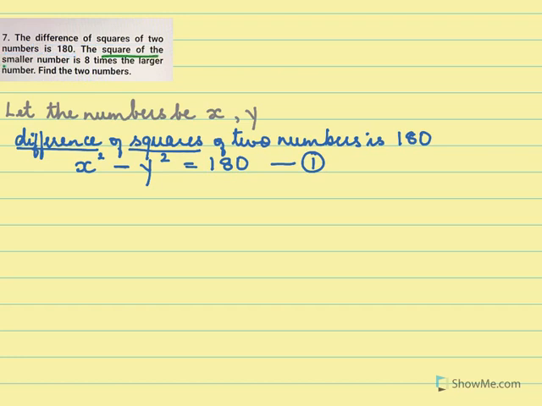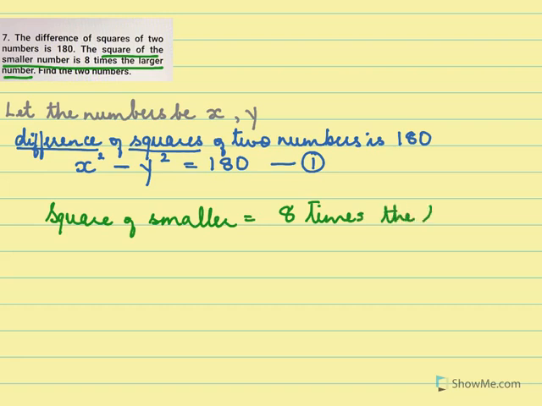The square of the smaller is 8 times the larger. So they said the square of the smaller is equal to 8 times the larger. Now we have to identify which is smaller and which is larger.